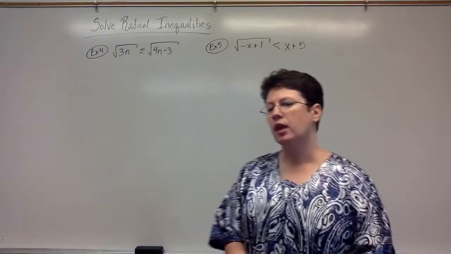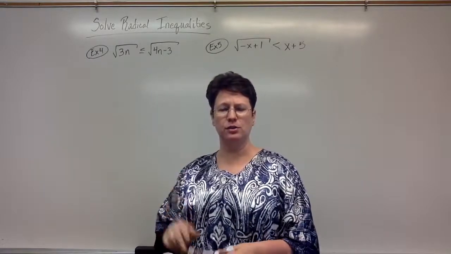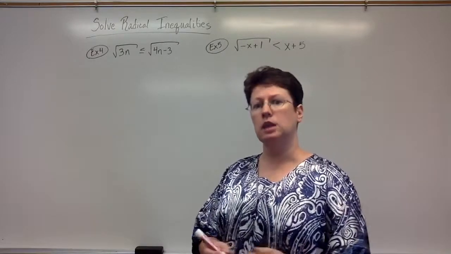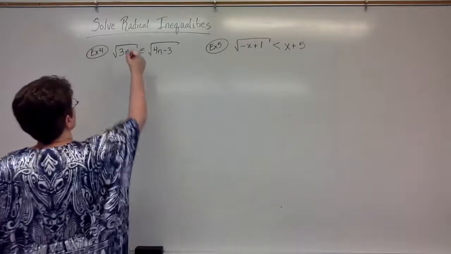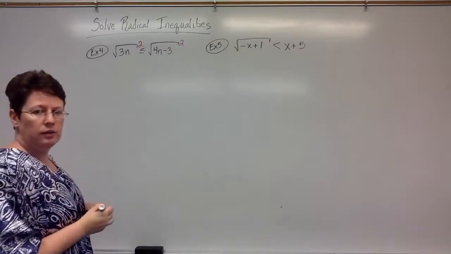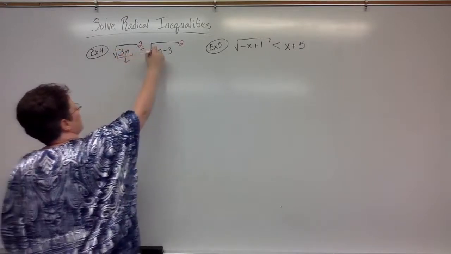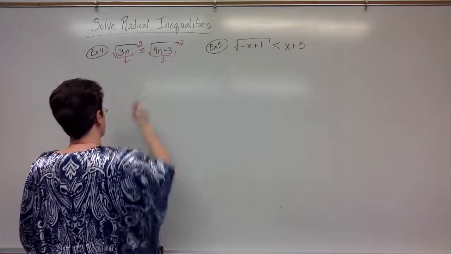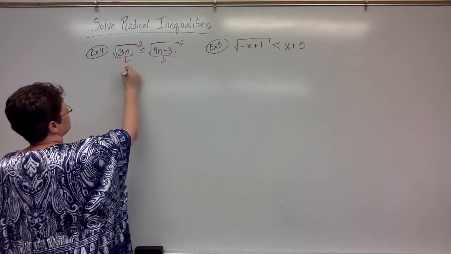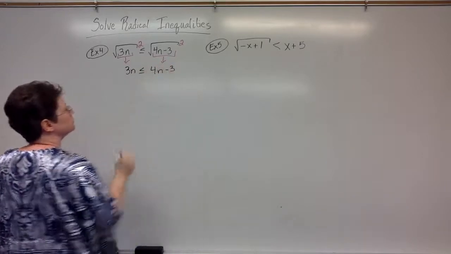Example 4. Is the radical by itself? We have 2 radicals in this problem. Well, is each one on an opposite side? Yes. So we're going to go ahead and square both sides. How do we know we're squaring it? Because they're square roots. Take the stuff on the inside and drop it down, just like you did before. So now I have 3n is less than or equal to 4n minus 3.